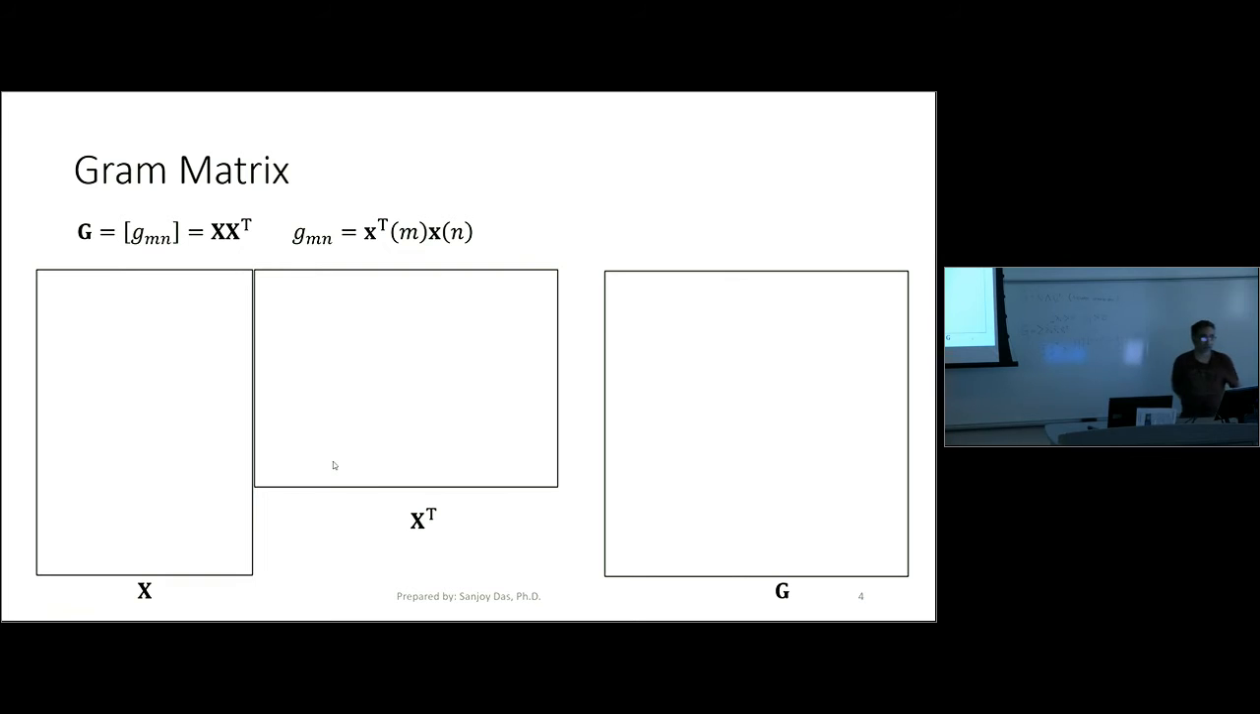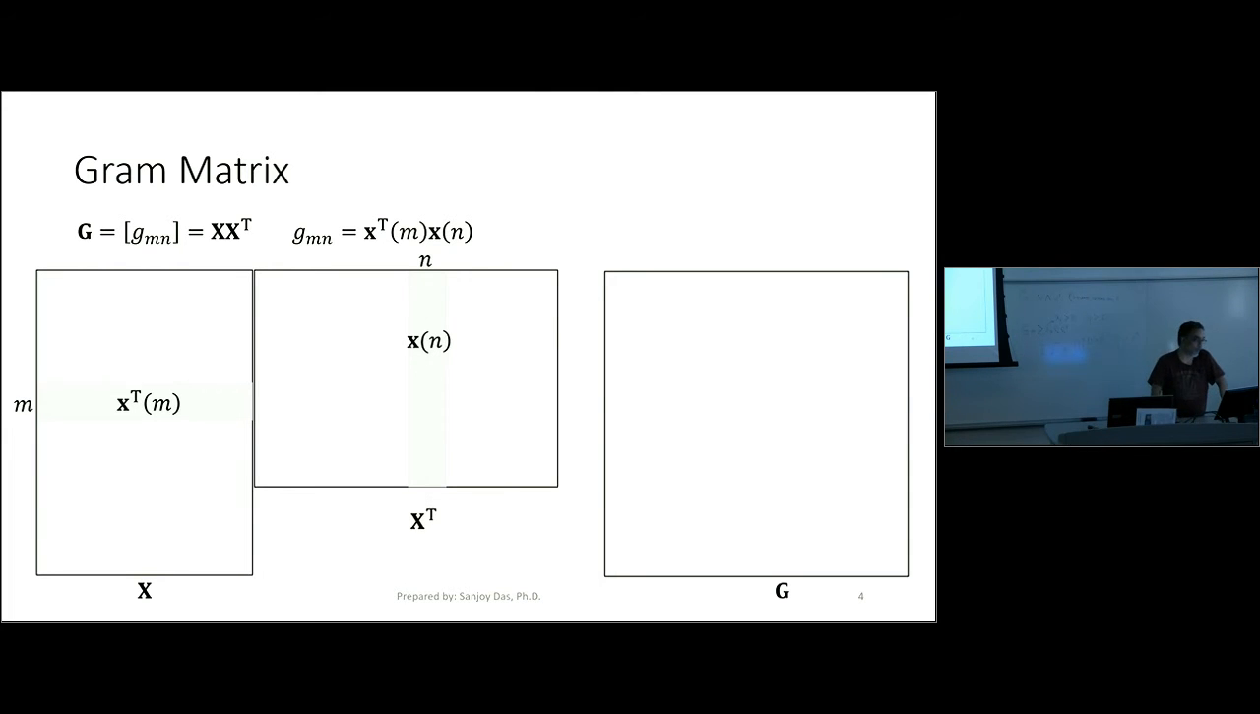Okay, then we define the Gram matrix. The Gram matrix G is defined as X times X transpose. This is X, this is X transpose. Each row of X is a sample point that's transposed. So the nth row is x(n) transpose, the nth sample point. And this is d-dimensional, correct? Now here, if we take the column n, that will give us x(n), the nth sample point, correct?